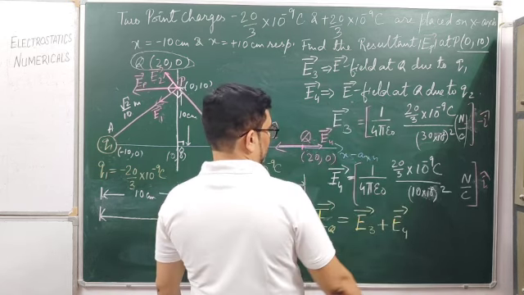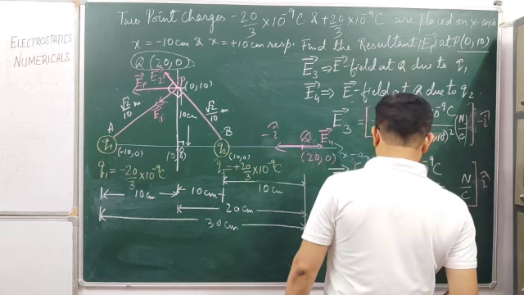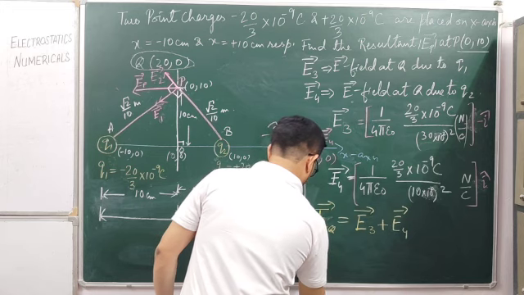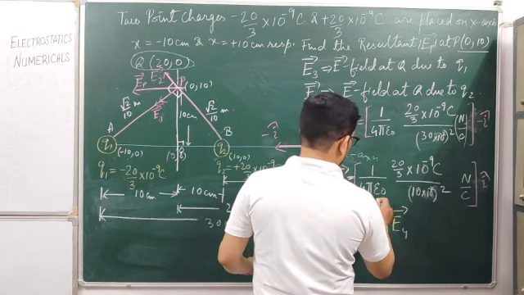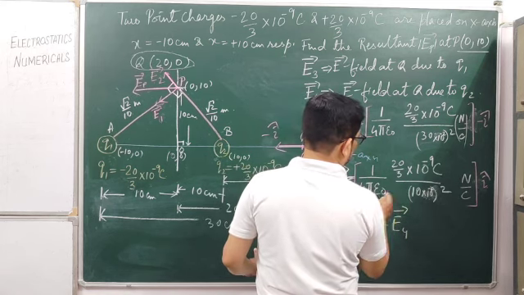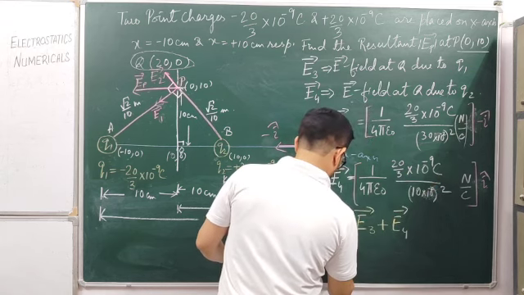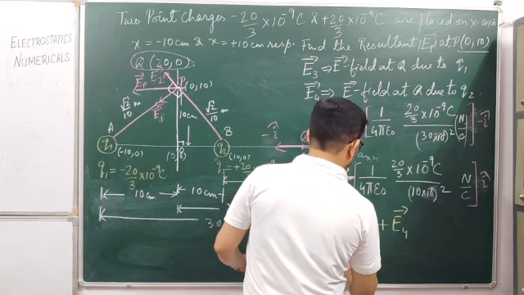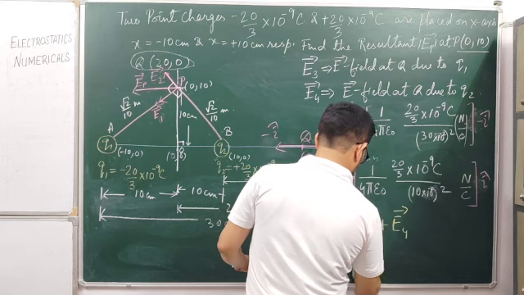E3 plus E4. So this is minus i cap and this is plus i cap, so we need to add it. Therefore, EQ is equal to, we take everything common: 1 by 4 pi epsilon naught is common, 20 by 3 times 10 raised to the power minus 9 Coulomb is common, and 9 times 10 raised to the power 9 is in Newton meter square per Coulomb square.